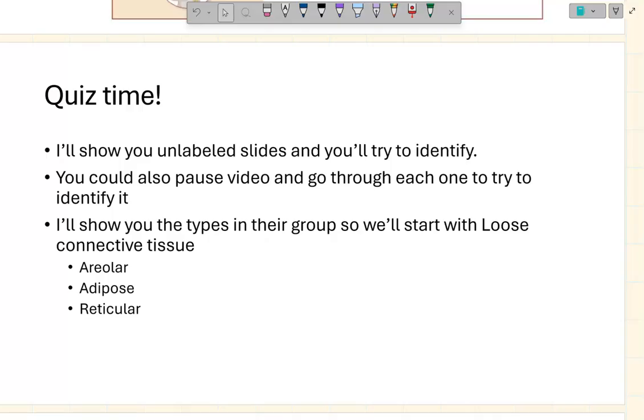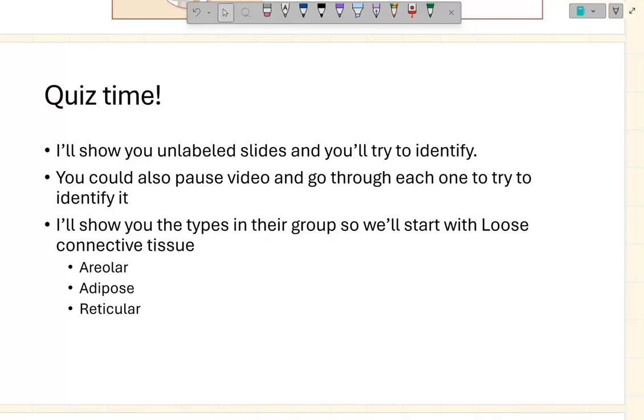So I'll show you the types in the group, and you're not pulling from every single type of connective tissue. I'll have you start with just loose connective tissue, and then I'll show you just dense, and then I'll show you just cartilage. So you only have 3 options to choose from each time, which will help narrow it down.